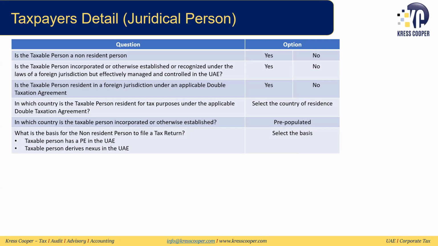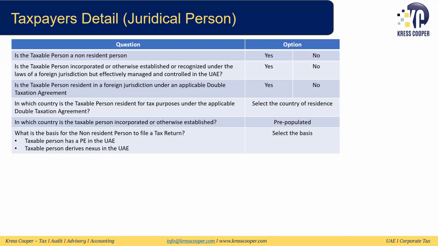Is the taxable person resident in a foreign jurisdiction under the applicable double taxation agreement? Like we discussed, under that particular double taxation agreement, if you are falling as a taxable person in the foreign jurisdiction, you have to mark this, or under the tiebreaker rule, if you are a resident of that jurisdiction, you have to mark yes. In which country is the taxable person resident for tax purposes under the applicable double taxation agreement? You have to select the country of residence.